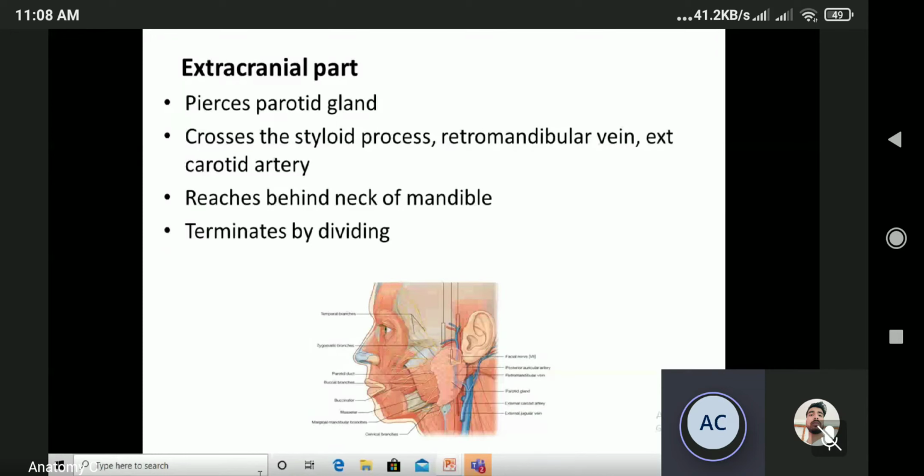So it pierces the parotid gland here. So this is the facial nerve. As you know, the motor part supplies all the muscles of the face as well as the muscles of the scalp. This is the parotid gland here, the face. After giving those branches, it pierces the parotid gland. Here it crosses the styloid process, the sharp process of the skull bone.